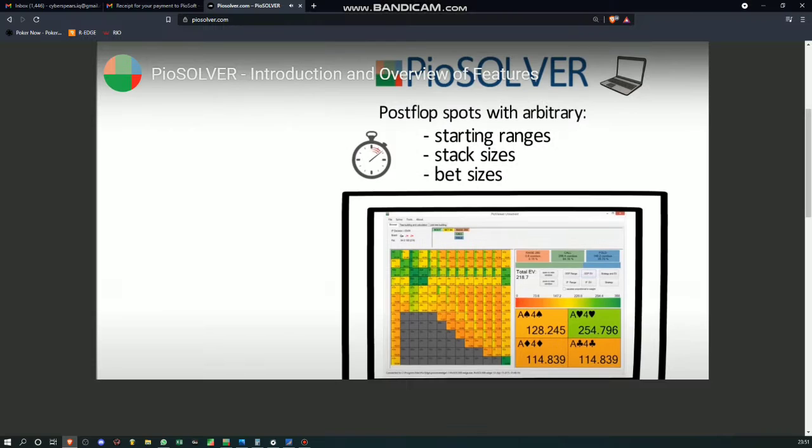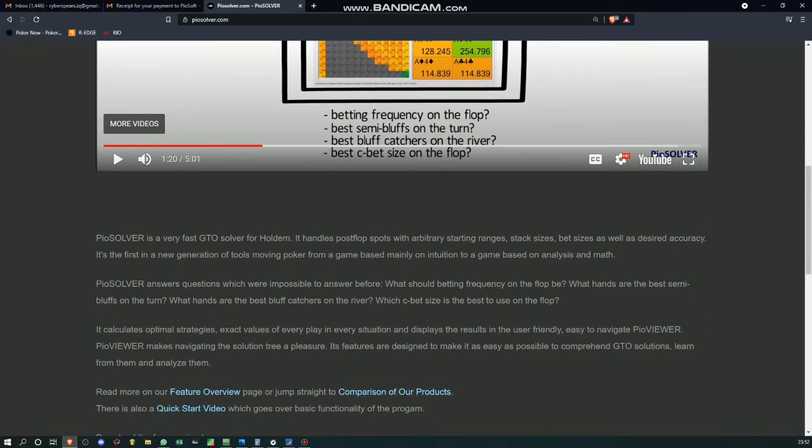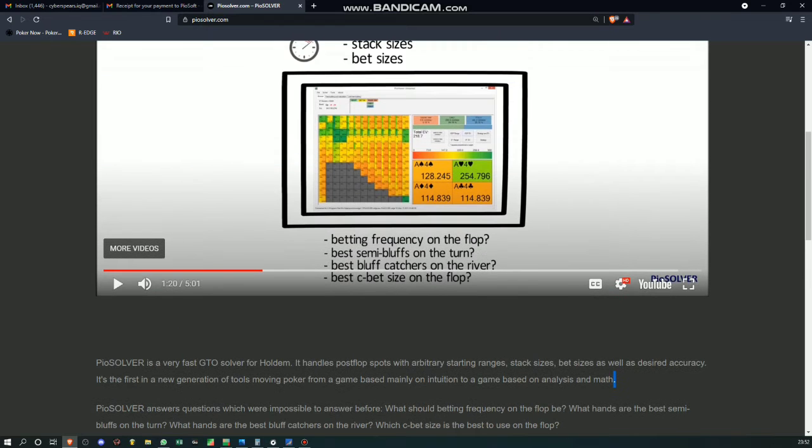Okay, so we'll answer all of these questions in a hand review that we're going to do now, but just to give you a small insight, once again, it says it handles post-flop spots with arbitrary starting ranges, stack sizes, bet sizes, as well as desired accuracy. And it's the first in a new generation of tools moving poker from a game based mainly on intuition to a game based on analysis and math. So that's the simplest way to put it. Ten years back, poker was all intuition, but now it has analysis and math involved to get the desired outcome. And we do it with the solver, feeding it some input. So this is how we're going to do it.